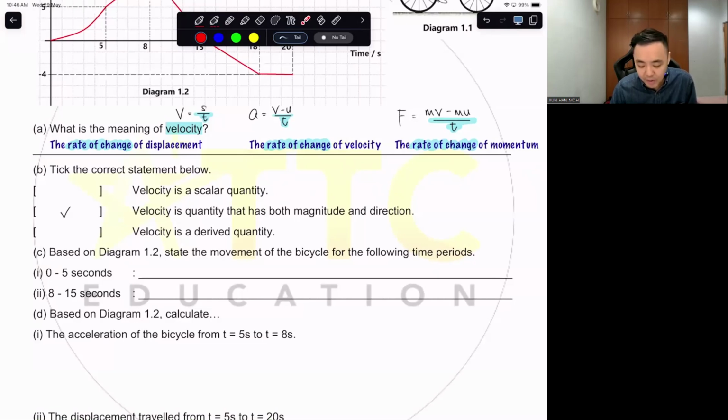Next one, velocity is a derived quantity. Is it true? Yes, there you go. Velocity is a derived quantity. Base quantities are very limited. Now, derived quantities have this in common. Number one, they have formulas. And number two, the formula normally has multiply or divide. So whenever you see terms that have formulas with multiply or divide, that's a derived quantity.